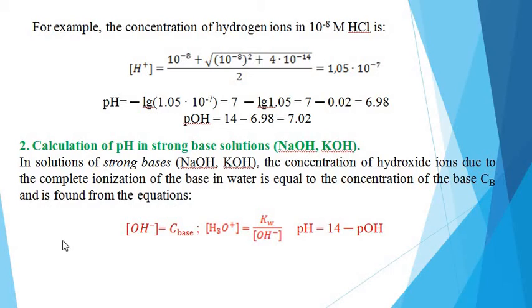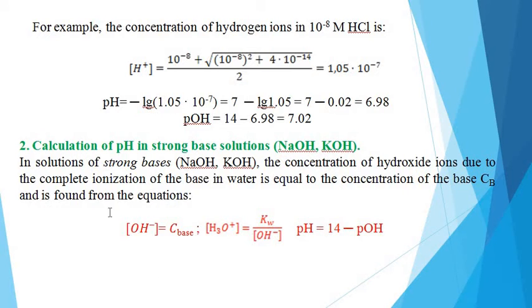Calculation of pH in strong base solution. Calculation of the pH of, for example, sodium hydroxide or potassium hydroxide solutions. In the solutions of strong bases, the concentration of hydroxide ions, due to the complete ionization of the base in water, is equal to the concentration of the base, and is found from the equation.